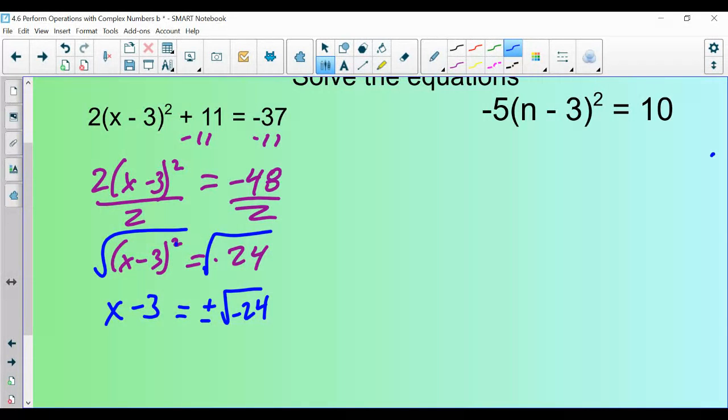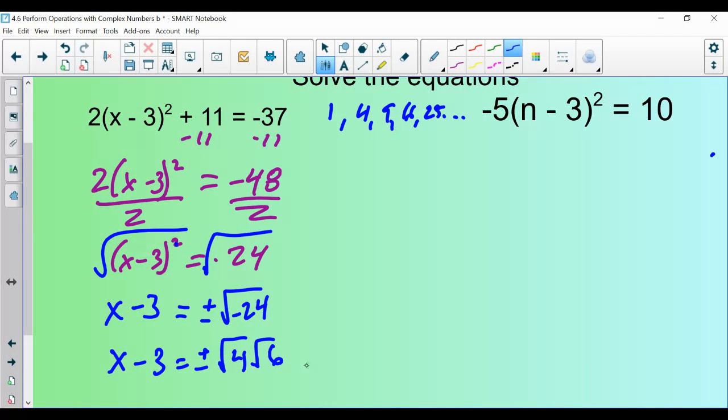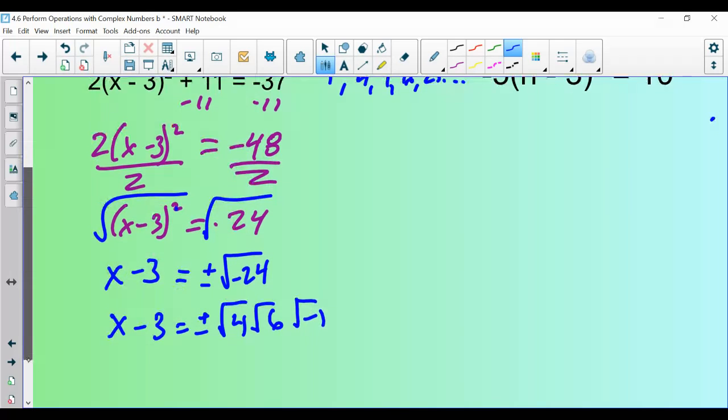Remember, the way to simplify any square root is to see if it has any perfect square factors. Once again, we have 1, 4, 9, 16, 25, continuing on like that. 24 does have 4 as a factor, so this would be x minus 3 is equal to plus or minus the square root of 4 times 6, which would be the 24, and then it's negative, so we're also going to have a square root of negative 1.